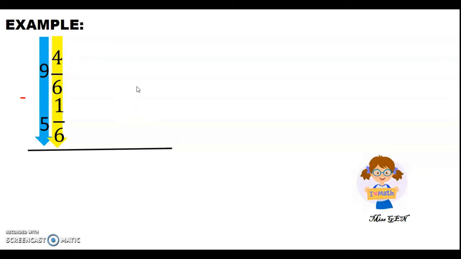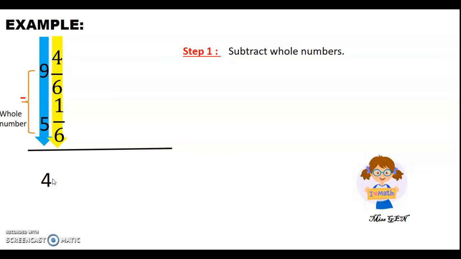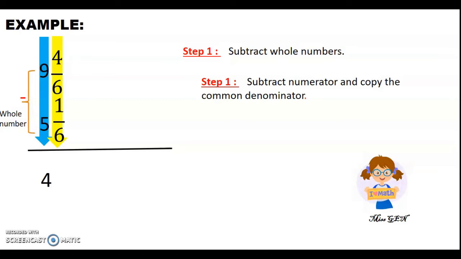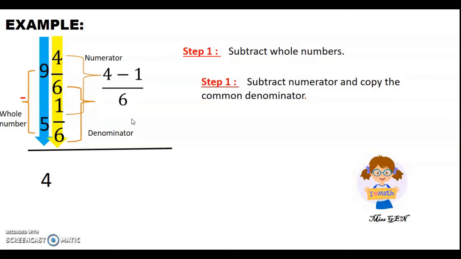So let's go to our steps on how to subtract these mixed numbers. Step 1. Subtract whole numbers. So we have 9 minus 5 is 4. Step 2. Subtract the numerators and copy the common denominator. 4 minus 1 over 6. So 4 minus 1 is 3, and our common denominator is 6. So our answer here is 4 and 3 over 6.